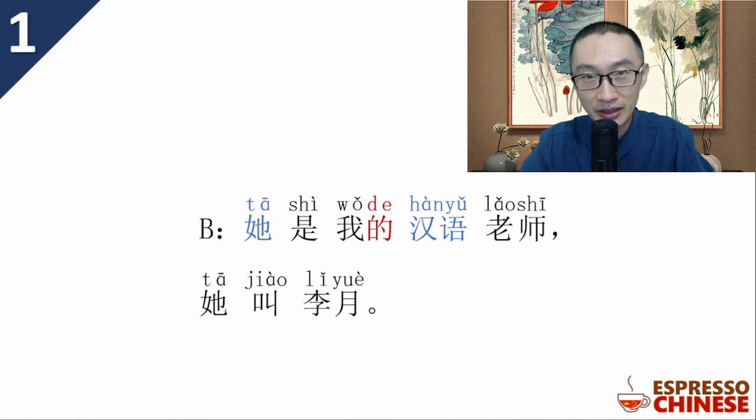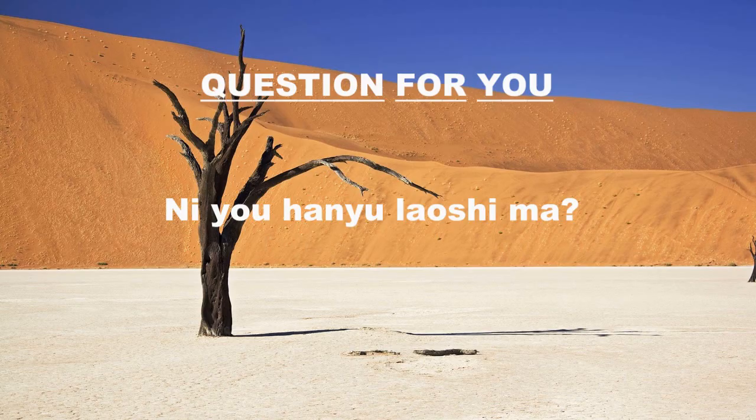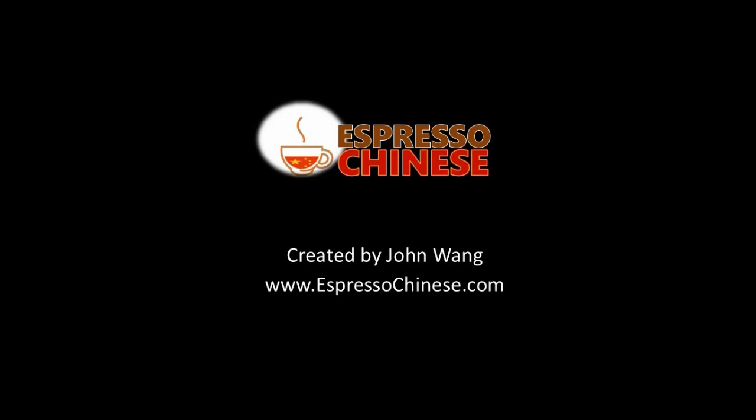她叫李月. 她叫李月. Remember, she is 李月. She is called 李月. My question for you. 你有汉语老师吗? Leave your answer in the comments below.